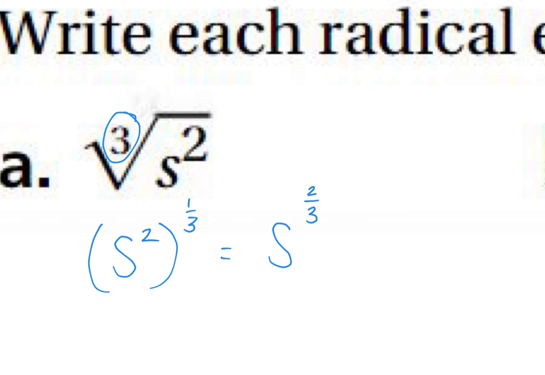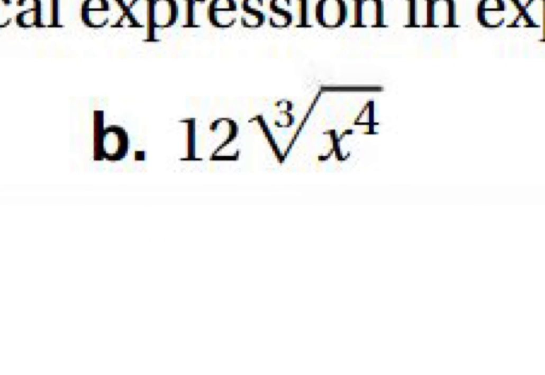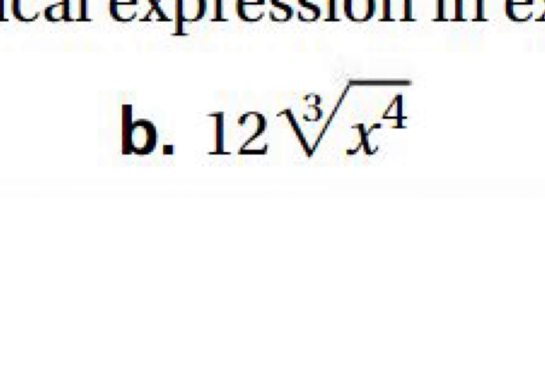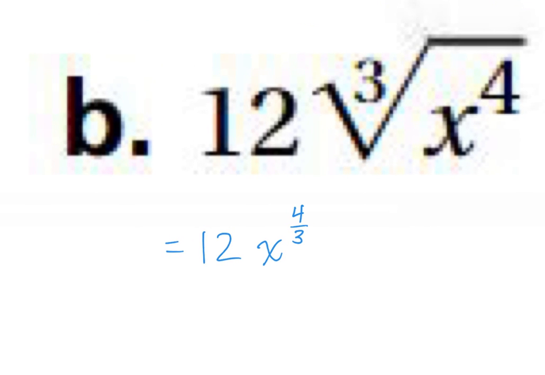Who got that? Nice. Okay, B. Roy, what do you think? I got 12x to the 4/3. If you got 12x to the 4/3, you are correct. Guys, what's going on with the 12? Why does it just chill? Why is nothing happening to the 12? Alan? It's not in the equation.